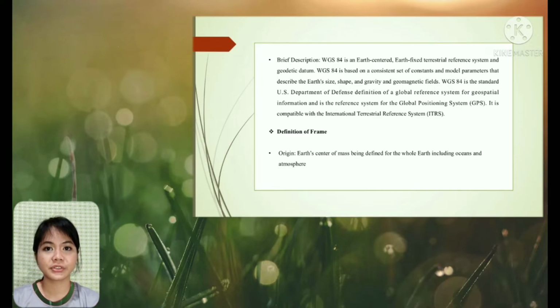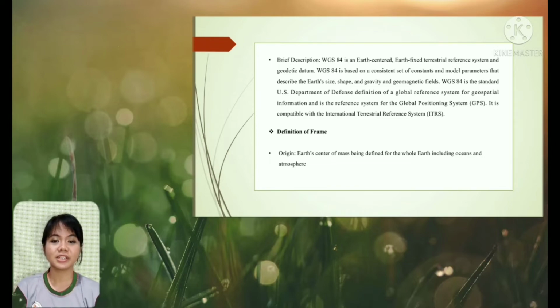According to my research, WGS-84 is Earth-centered, Earth-fixed, which means that it represents the Earth as a center. The WGS-84 expresses the properties of the Earth based on a consistent set of constants and model parameters. It is also the standard U.S. Department of Defense definition of a global reference system for geospatial information. It is also used as the reference system of the GPS and is compatible with the ITRS.